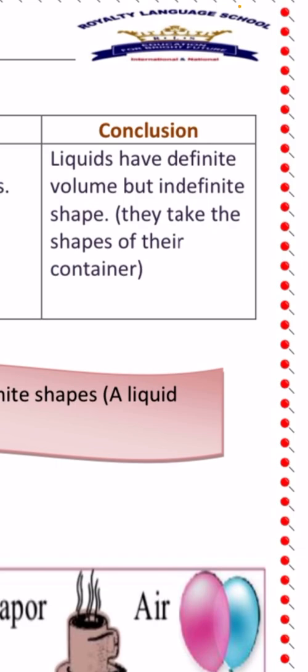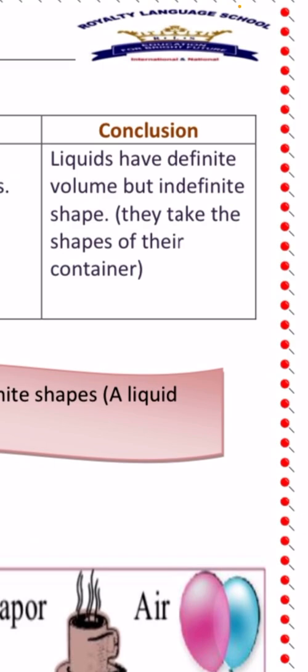Why definite volume? Because the volume doesn't change, it equals 100 cubic centimeters. While indefinite shape, because the shape changed. Firstly, it takes the shape of the beaker. Second, it takes the shape of the graduated cylinder. If I put it inside a bottle, it takes the shape of the bottle. If I put the water inside a cooking pan, it takes the shape of the cooking pan. So, did the shape change or not? The shape changed, so the shape is indefinite.